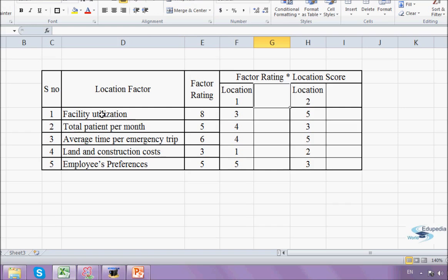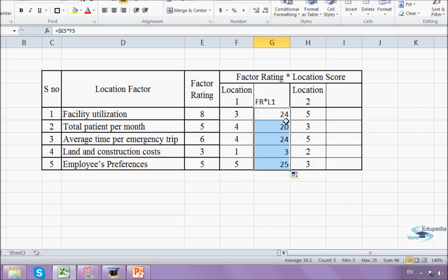Okay, so let me call this factor rating FR multiplied by location 1. This simply will be the product of this number multiplied by the value here. And since I'm going to have this fixed even for the second location, let me fix this. Let me put a dollar symbol here. Okay, so the value here is 24. I can drag it down to find the values for all the cells in this column.